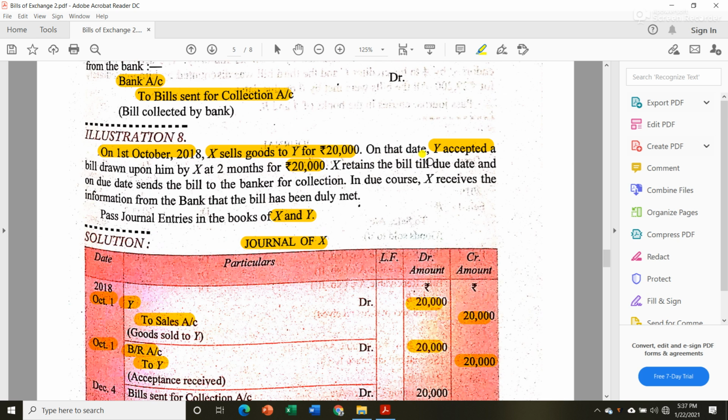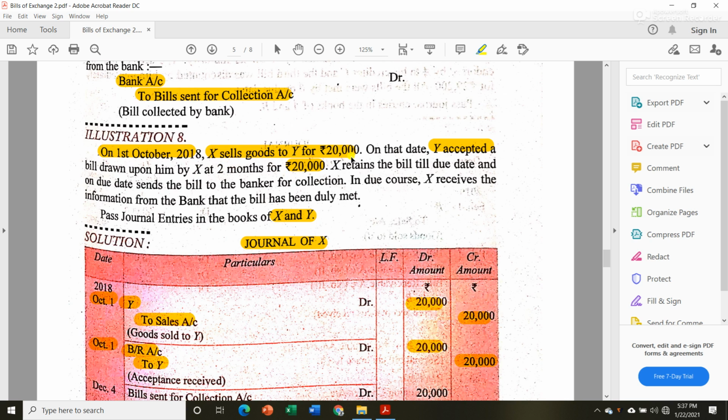X retains the bill till due date and on due date sends the bill to the banker for collection. Means for 2 months, let us count the due date. Okay, 1st October, 2 months from 1st October will be 1st November, 1st December, plus 3 days of grace, that is 2nd December, 3rd December, 4th December. So we have the due date on December 4th.